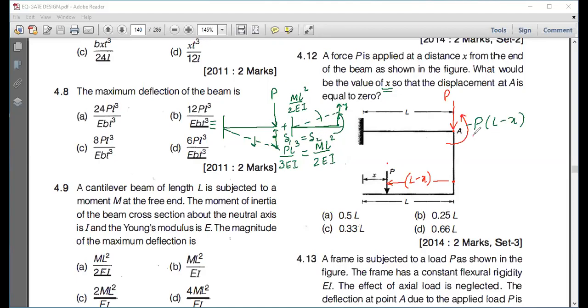Now see this condition. Put the value of M, that is P into L minus x. So this becomes P L cube upon 3EI equals P into L minus x into L square upon 2EI. Now this EI cancels out, P cancels out, L square and L cube, this one cancels out. So what equation do you get? This is what we get, that 2L equals 3L minus 3x, right? Now put this value, 3x here, so this becomes 3L minus 2L, which equals the value of x equals L by 3. L by 3 means 0.33 L.